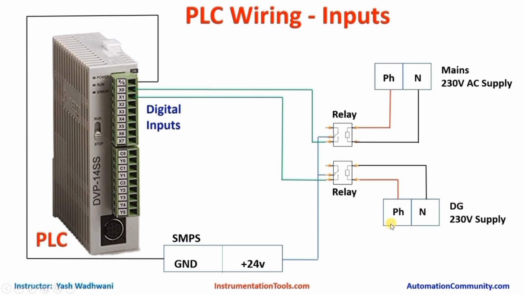Similarly, if the DG power is available, this relay will be on and it will give 24 volt supply to this X1 position. So it will be regarded as 1. So PLC will sense that DG power is available now.